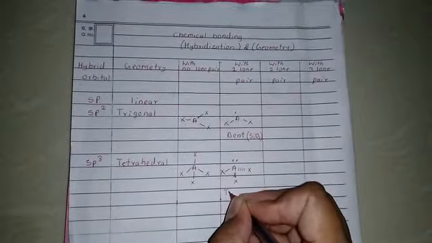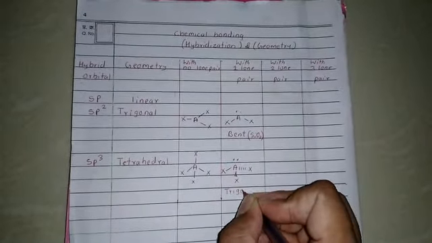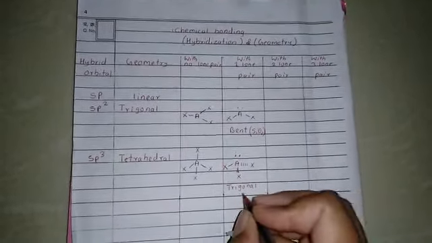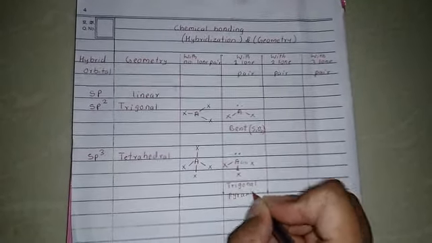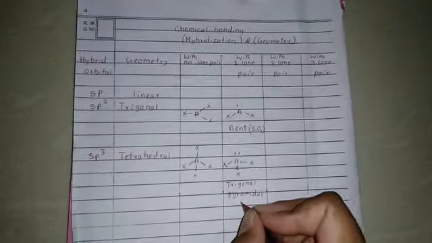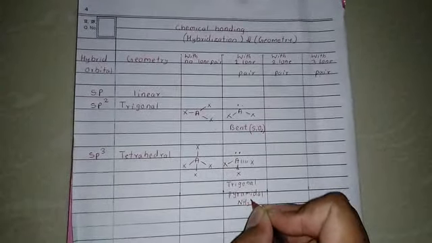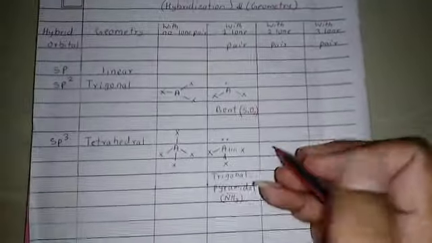It is the geometry of trigonal pyramidal. The best example for it is the NH3 molecule with one lone pair of electrons.